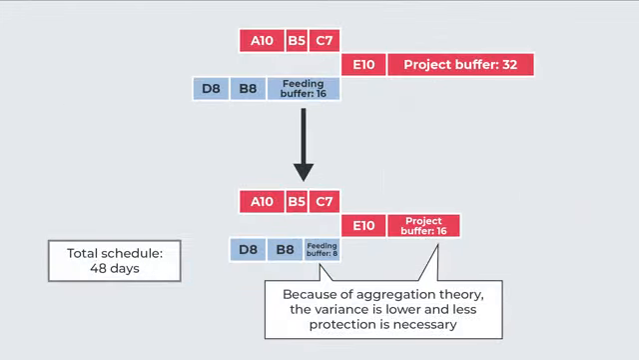A second thing that Goldratt suggests is that there is no need for such a long buffer because of the aggregation theory, which shows that the variance is lower. So basically, less protection is necessary than we have just introduced. So it is possible to reduce the buffer from 32 days to 16 days, or to half its duration. The same is done for the feeding buffer. Basically, buffers should last half of the duration of the preceding activities.